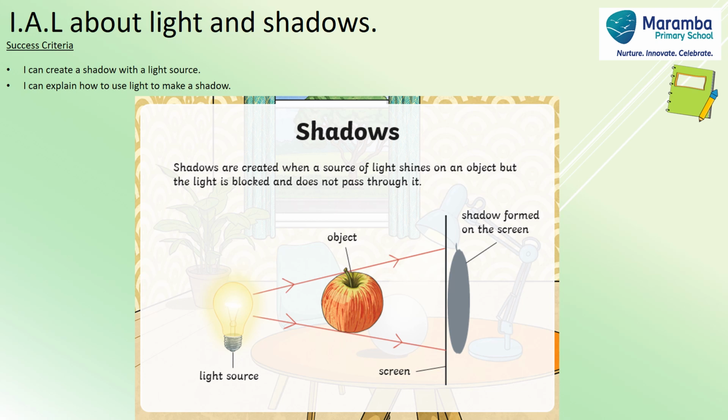The shadows are created when the light source shines onto the object. So for example, here we have the light bulb that's shining onto the apple, but the apple blocks the light from traveling through it. It's solid, so only the light can go around it. Now you can see that there is a shadow that has been created on the screen of the same size of the apple.